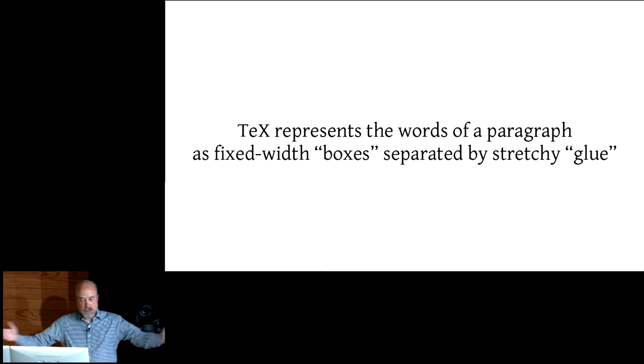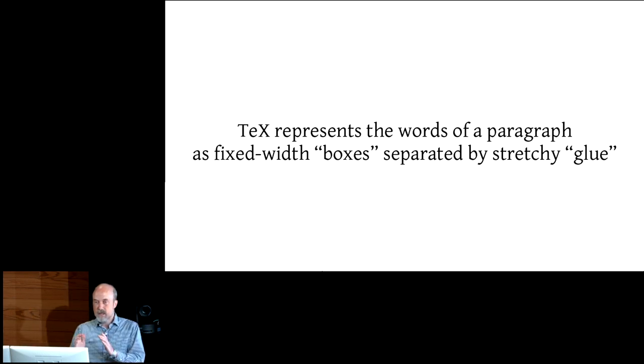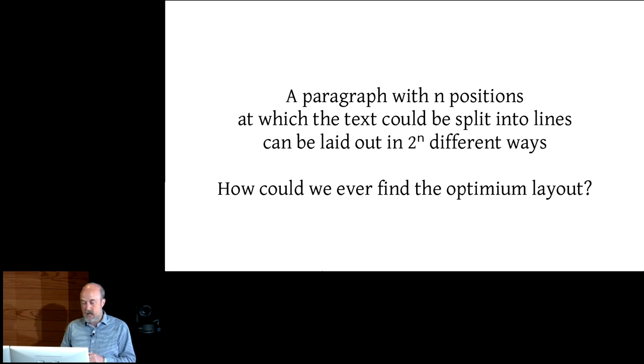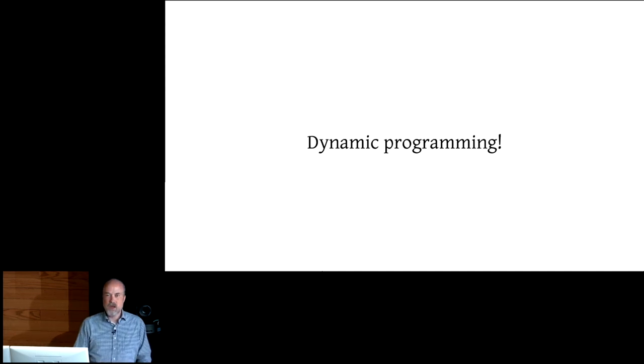TeX represents the words of a paragraph as fixed width boxes separated by stretchy glue, because to lay out a paragraph, you try to make the lines the same length by stretching or shrinking those spaces. This internal representation of the problem of breaking a paragraph into lines, well, it has a combinatorial problem. A paragraph with n positions at which text could be split into lines can be laid out 2 to the n different ways, depending on whether you take each break or not. How could we ever find the optimum layout?